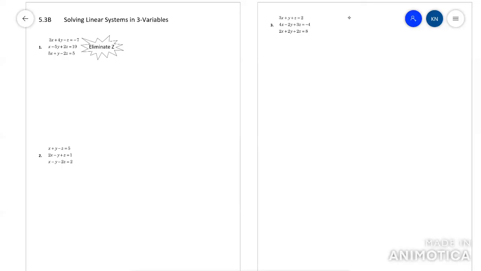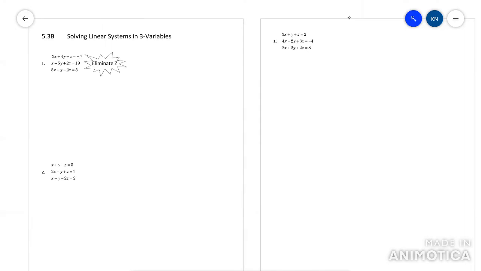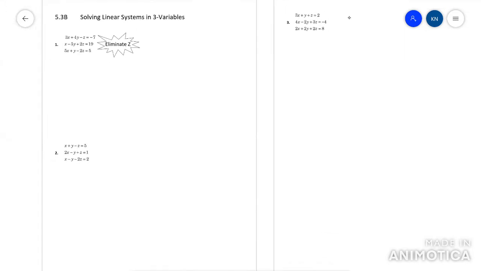All right, this video is going to go over 5.3b. It's basically the same as 5.3a. You're going to be solving systems that have 3 variables. So each system has 3 letters, x, y, z. You need to find out each letter, x equals, y equals, z equals.